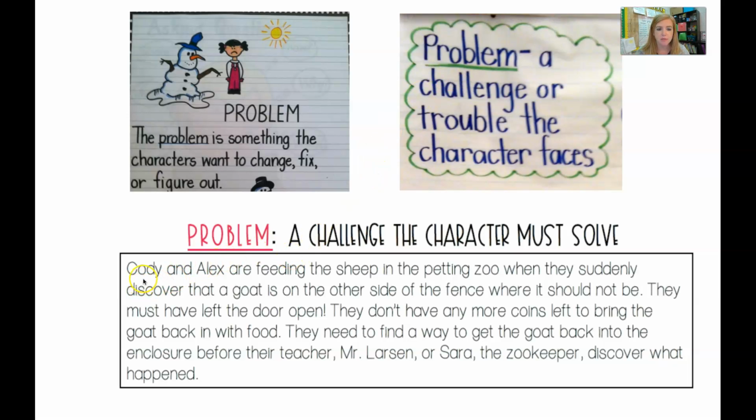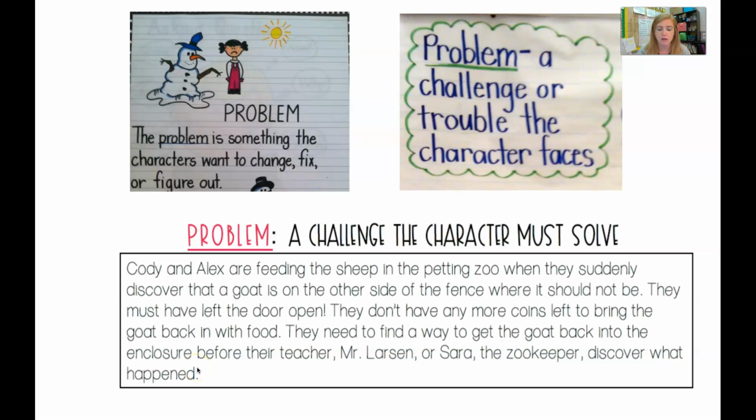So just a reminder, my problem was that Cody and Alex are going to be feeding the sheep in the petting zoo, and suddenly they discover that a goat is on the other side of the fence where it should not be. They must have left the door open. They don't have any more coins left to bring the goat back in with food, and they need to find a way to get the goat back into the enclosure inside of the pen before their teacher, Mr. Larson, or the zookeeper, Sarah, discovers what has happened.